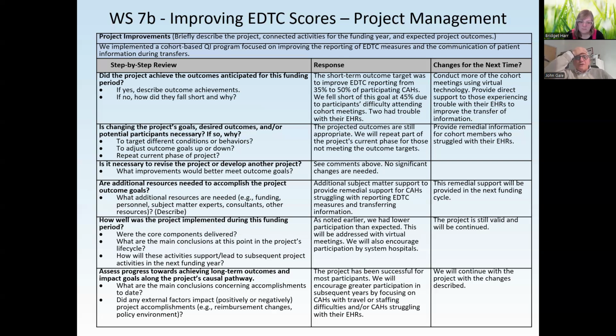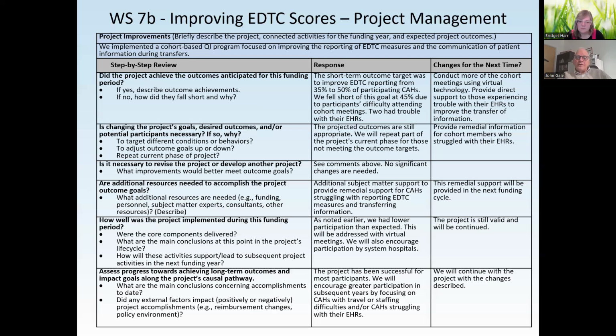Are additional resources needed? Do either the state flex coordinators or the subject matter experts have the capacity to work with hospitals that are struggling with their EHRs? This is a particular skill set. Do you need additional subject matter support to provide that remedial support? How well was the project implemented? Did it go according to plan? Did something come up in the mix? If it did, what, how, and how did you address it?